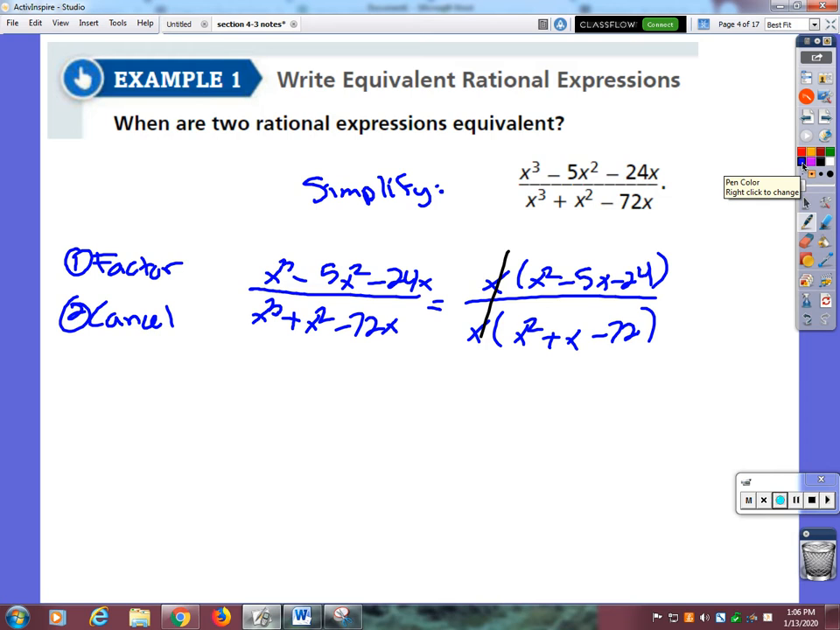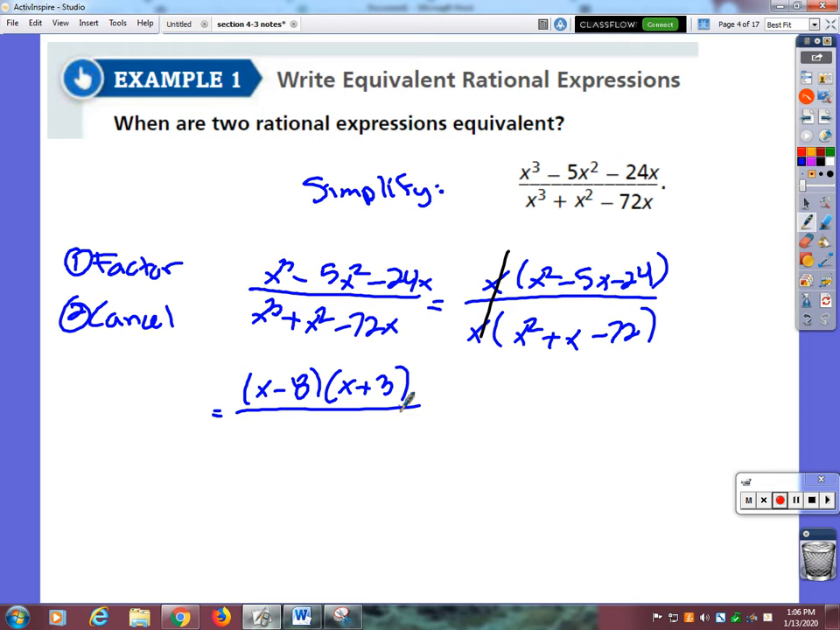Yeah. There is more factoring to be done. So potentially, is that what you're going to say? Good. Potentially, there is more canceling to be done. What can x squared minus 5x minus 24 factor into? 8 and 3. Good. So I can factor that into x minus 8 times x plus 3.